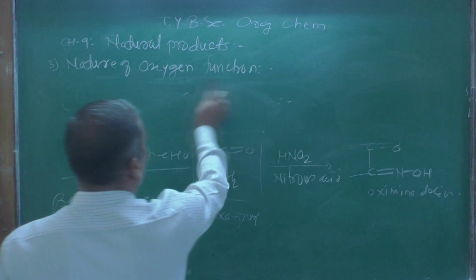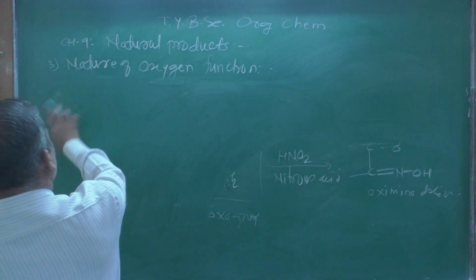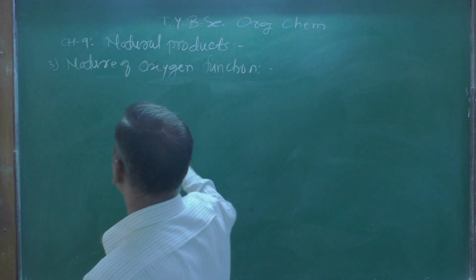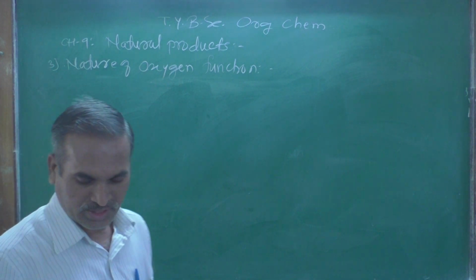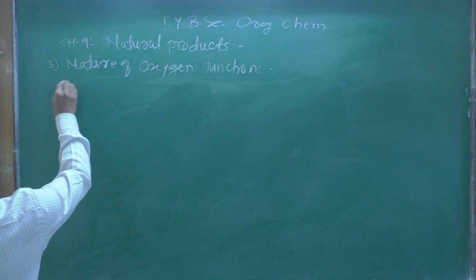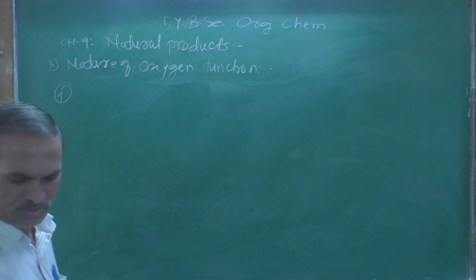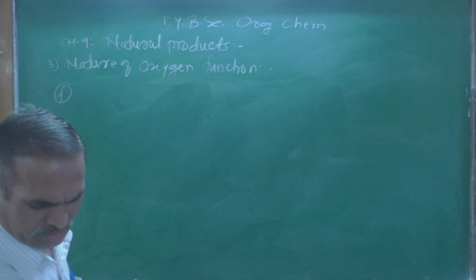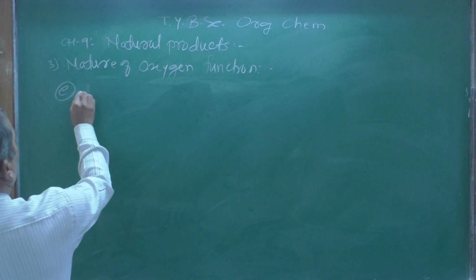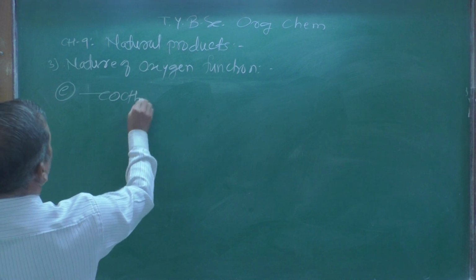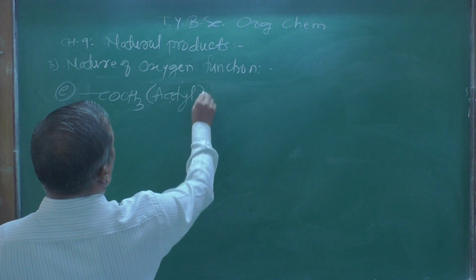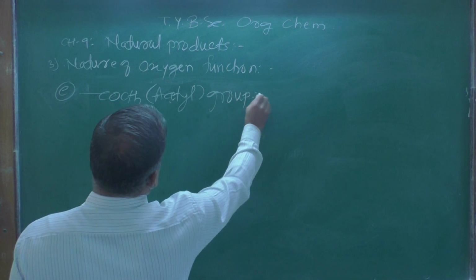Next one will be this one. Let us see, because we are discussing the nature of oxygen function. There is a CO and CH3. This group is known as the acetyl group, right? This one is an acetyl group.